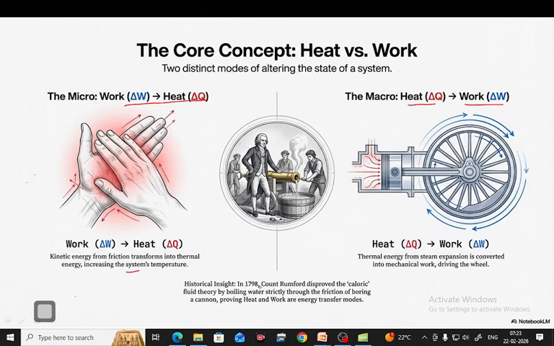Historical insight. In 1798, Count Rumford disproved the calorific fluid theory by boiling water strictly through the friction of boring a cannon, proving heat and work are energy transfer modes.